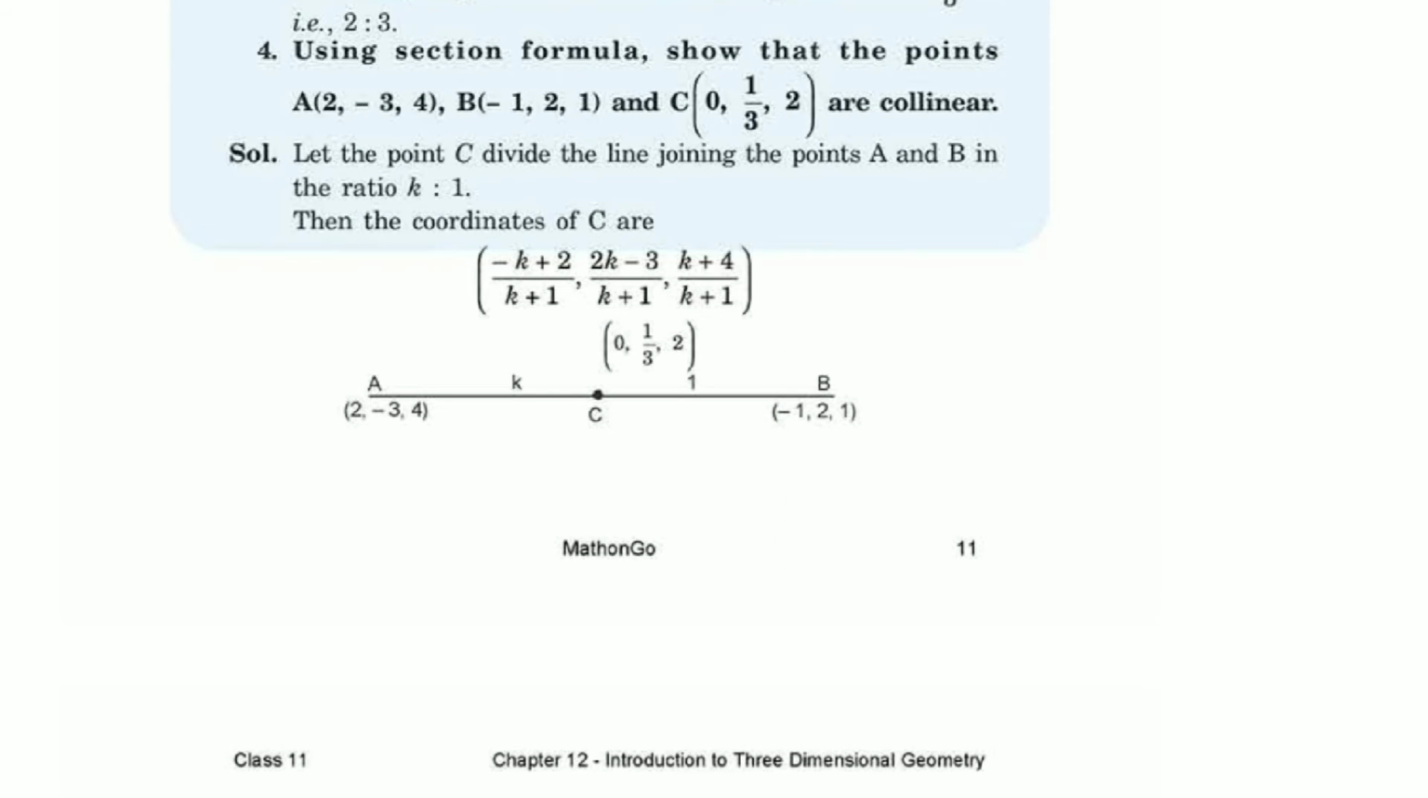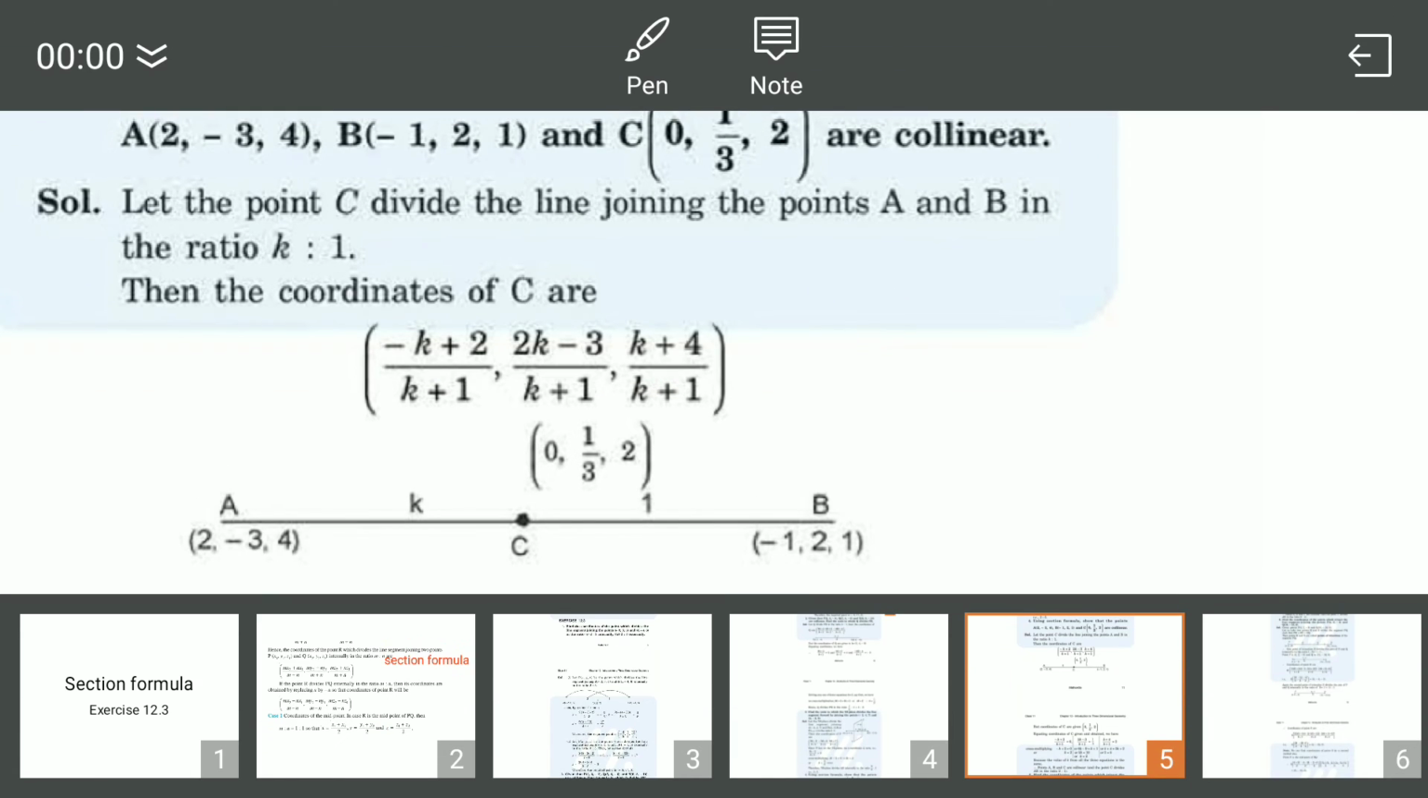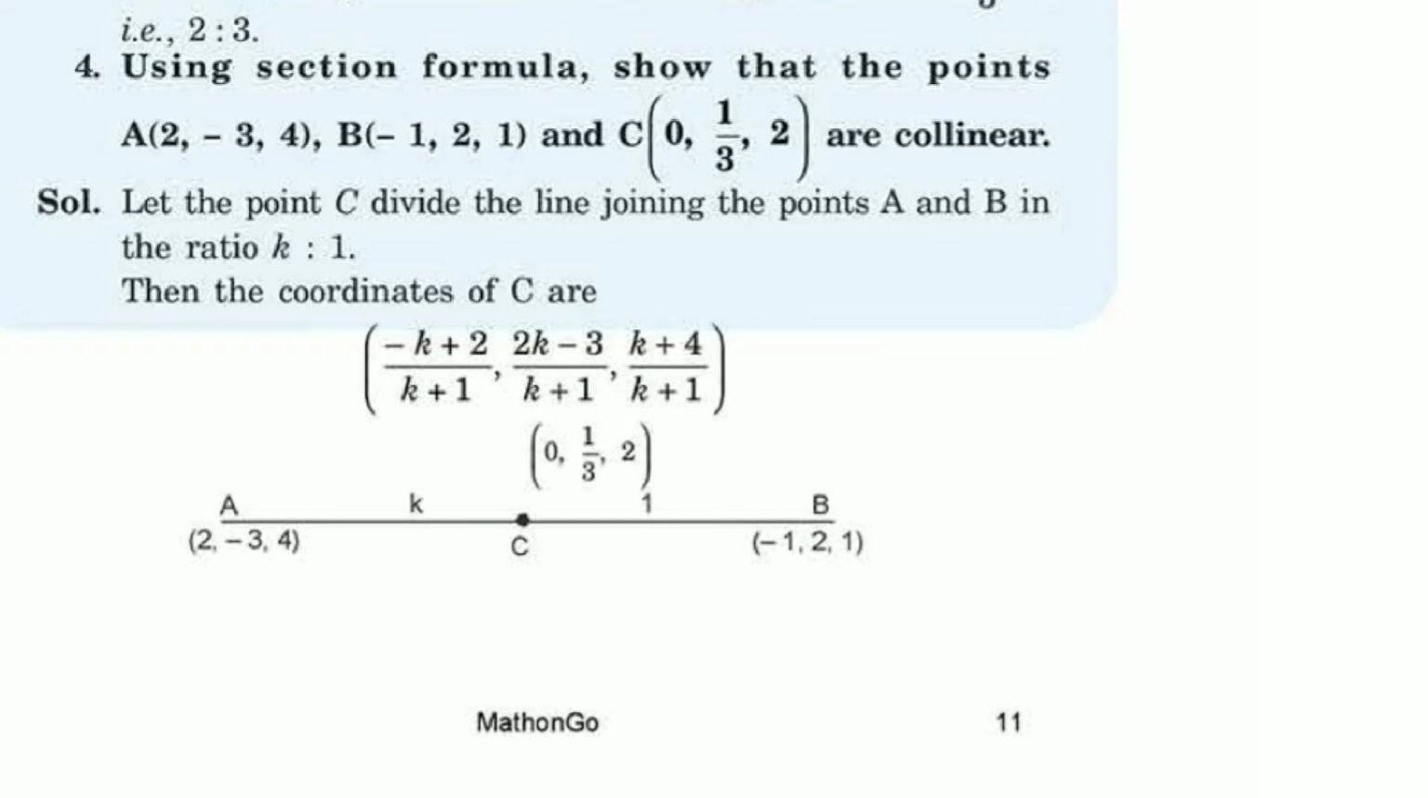Now, next, question number 4. Using the section formula, show that the points A, B and C are collinear. A similar type of question we dealt with in the previous exercise, 12.2, on the distance formula. It was also mentioned there to show that the 3 points are collinear, but it was mentioned using the distance formula. So when the question mentions using the distance formula, what do we do?